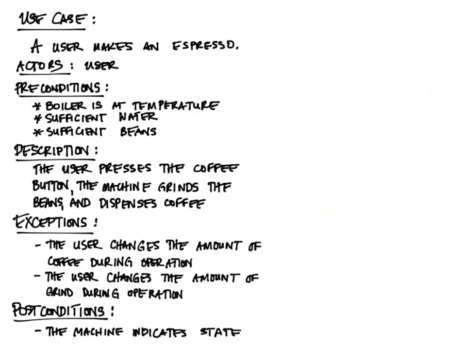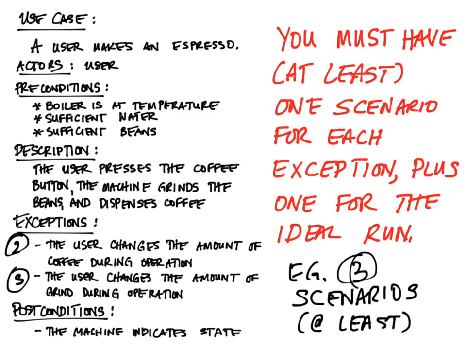So here we have our use case again. And I want to note that you have to have at least one scenario for each exception, plus one for the ideal run. So in this case, we have one scenario for the ideal use case, and then we need two more. The second scenario would be for the exception where the user changes the amount of coffee during operation, and the third scenario would be that the user changes the amount of grind during the operation. We might end up needing more scenarios depending on when these exceptions may occur during the process.